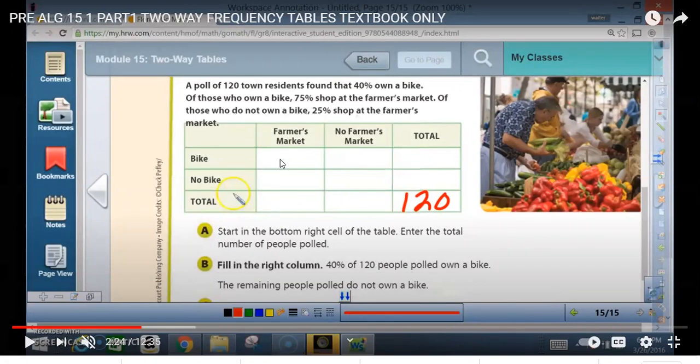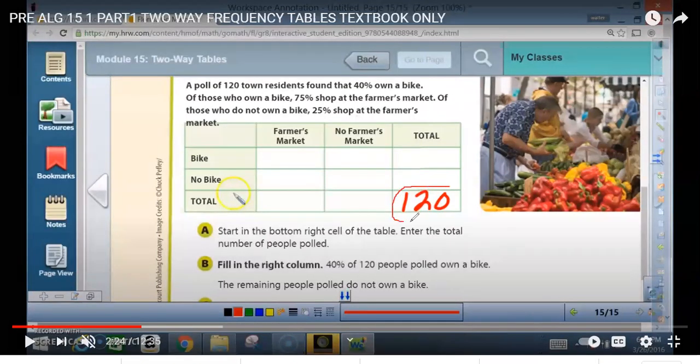The second part, which we want to talk about, is how we can make a two-way table. A poll of 120 town residents found that 40% own a bike. Of those who own a bike, 75% shop at the farmers market. Of those who don't own a bike, 25% shop at the farmers market. Here we want to fill the spaces in this question. Then we will start with the total number here. I have 120 in this table, and we will divide it into two parts.